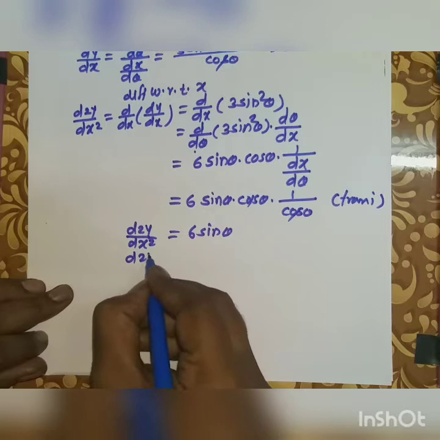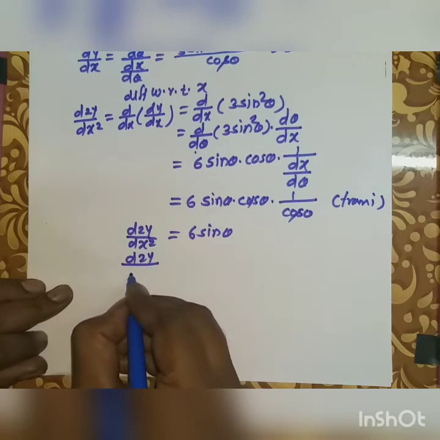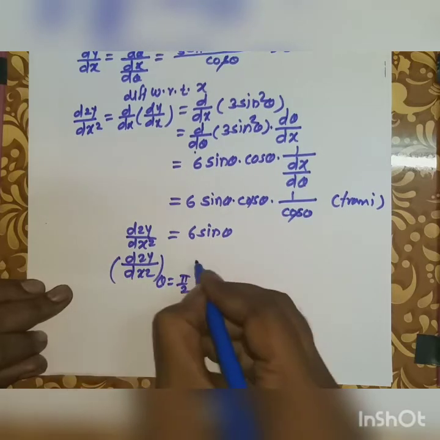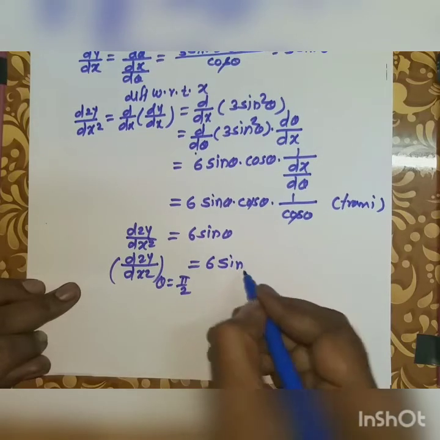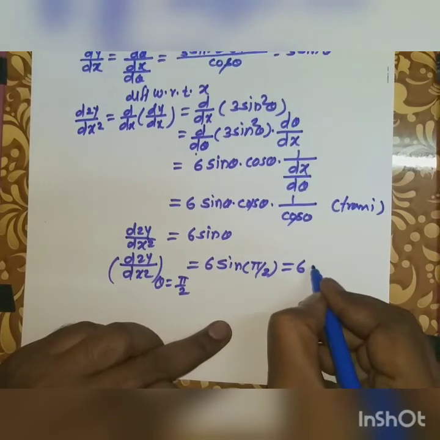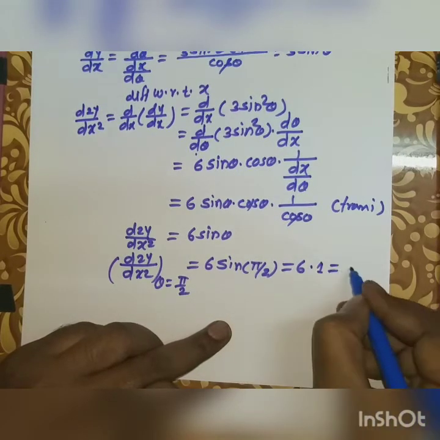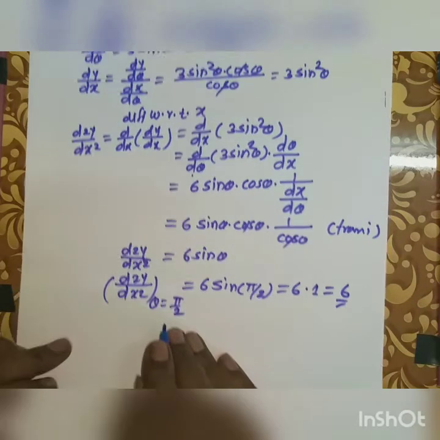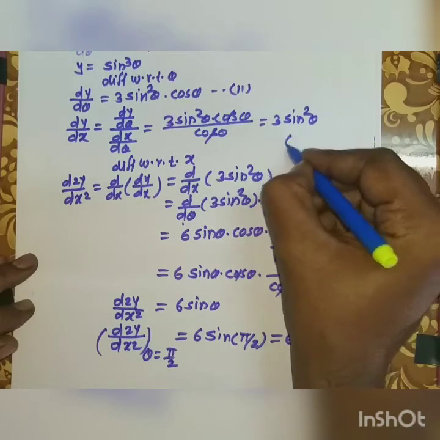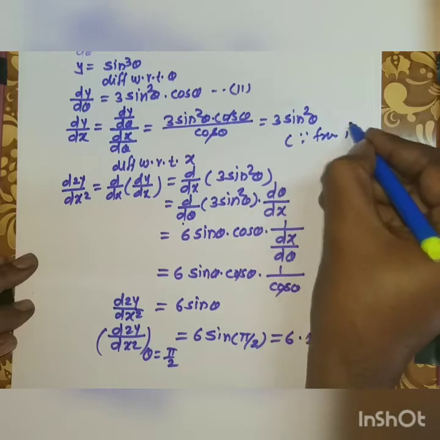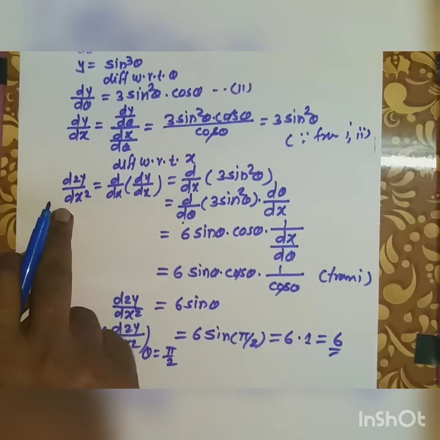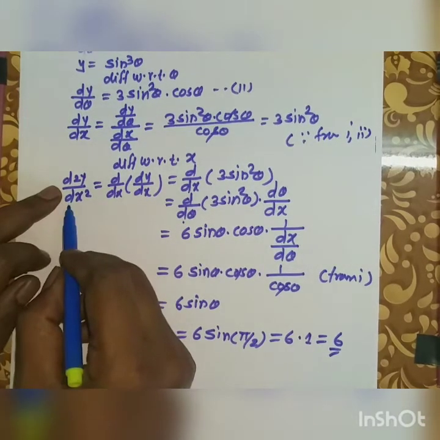And in the last step, find the particular solution, d2y by dx square at theta is equal to pi by 2: 6 into sine, in place of theta we substitute pi by 2, is equal to 6 into sine pi by 2, which is 1. Its answer is 6, which is the solution of the given function. Here write, from 1 and 2 we get the first order derivative. Now the important thing in this example is to find the second order derivative.